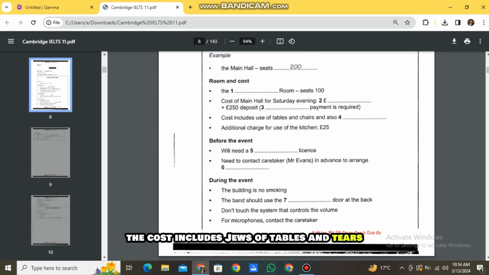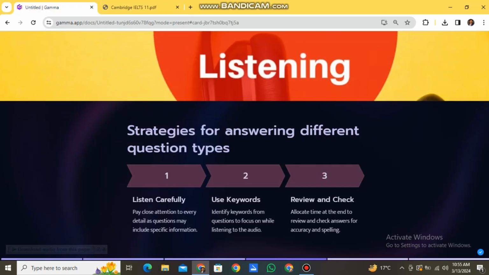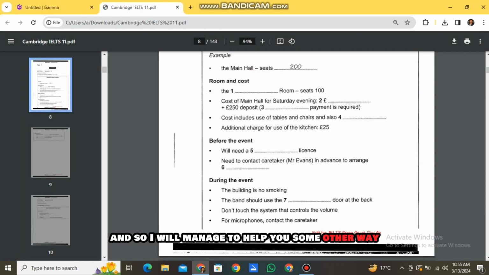The cost includes use of tables and chairs and also dash. Now tables and chairs are our keywords that are going to help us find this third thing that is also included in the cost. So where he talks about tables and chairs, he will also talk about this third thing which is included in the cost. So I hope you have understood. If you have not understood clearly, just leave a comment, and I will manage to help you some other way.